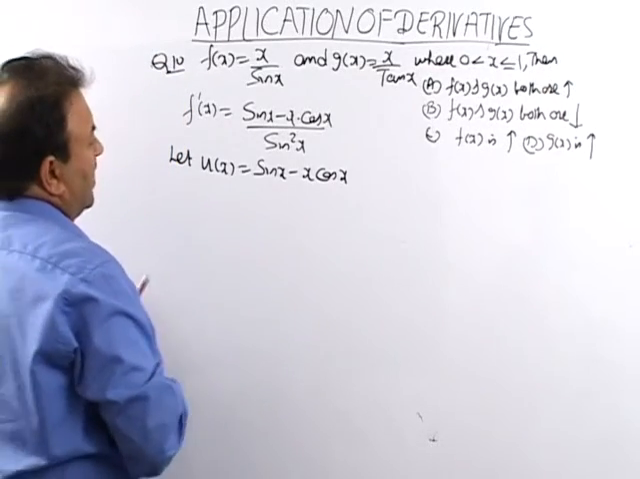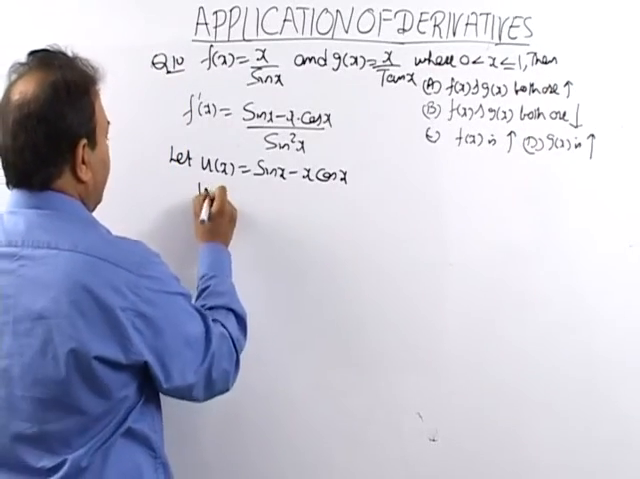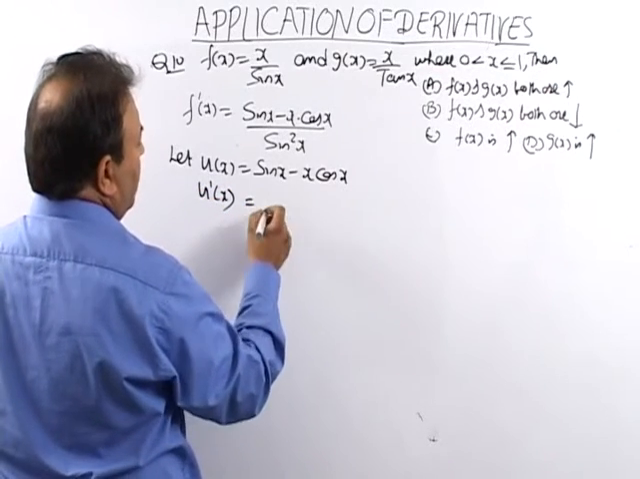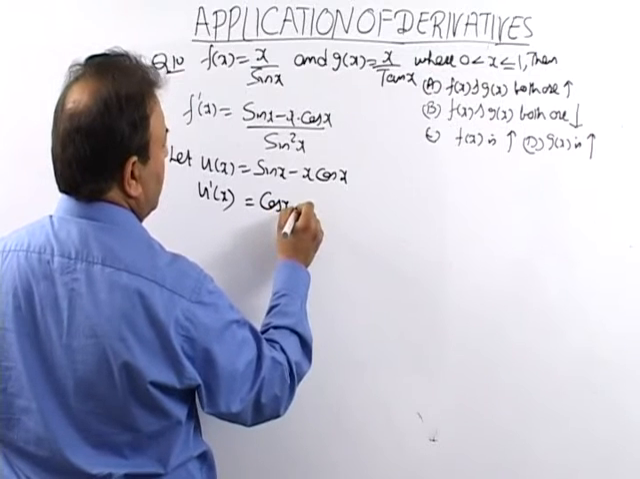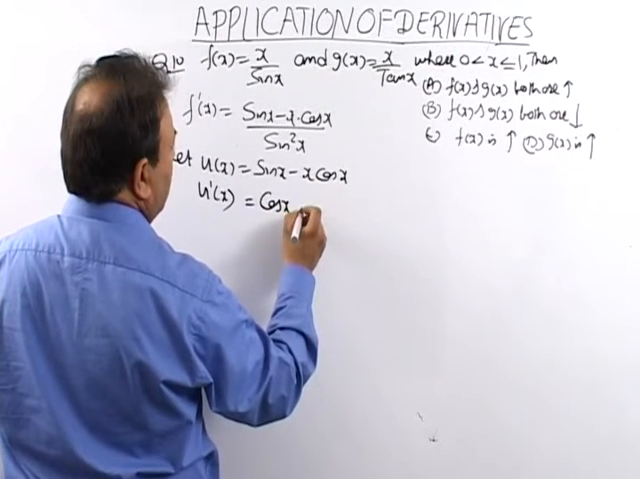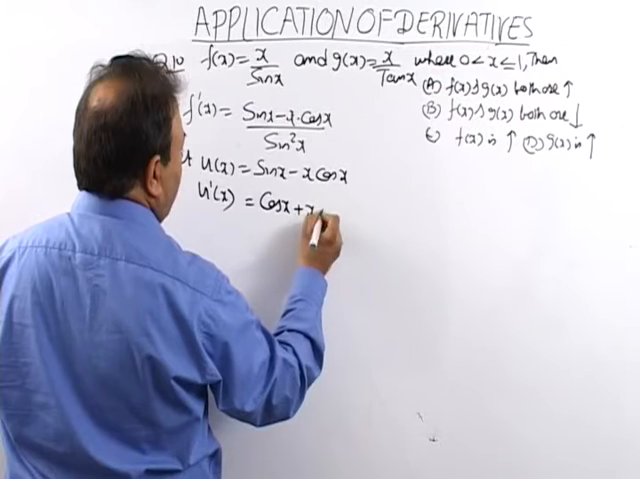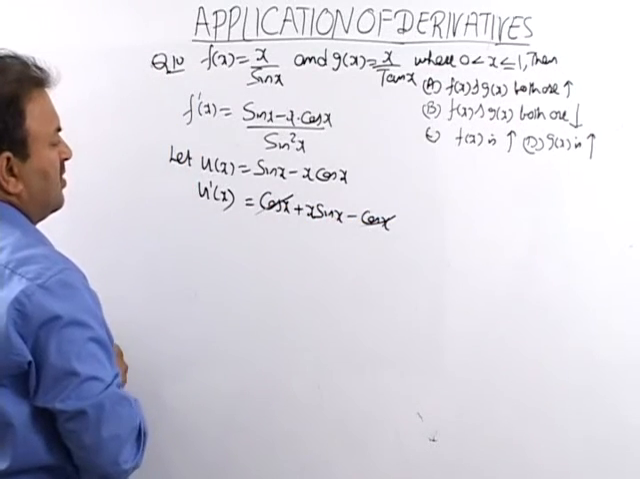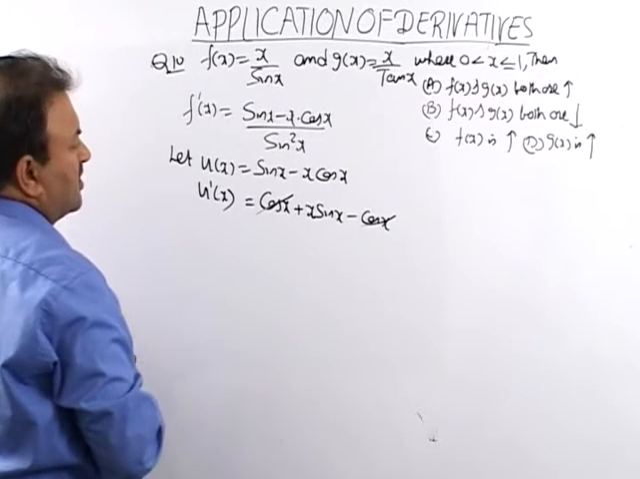u x is equal to sin x minus x cos x. We find out u dash x. ये बन जाएगा cos x minus, it is plus x sin x minus cos x. This will be greater than 0. This will be cancelled out. This is u dash x.